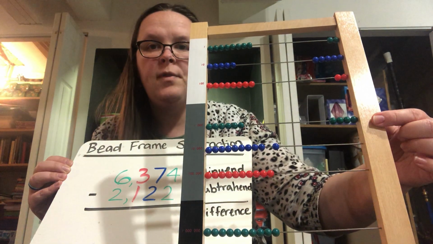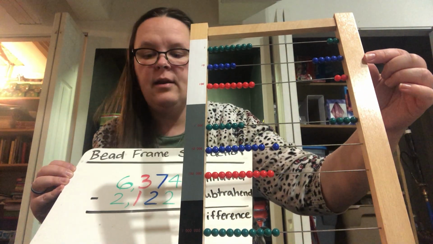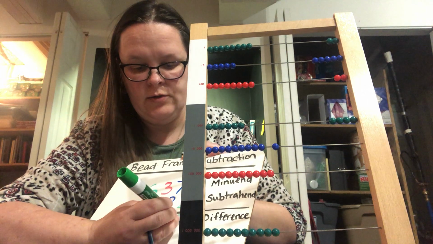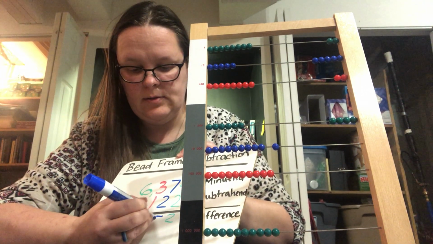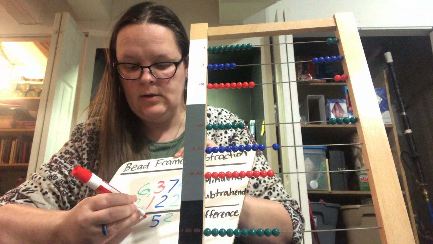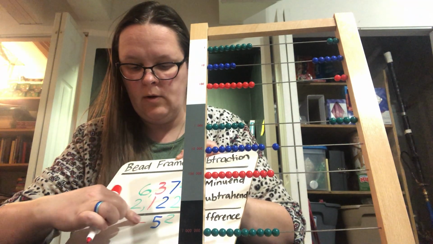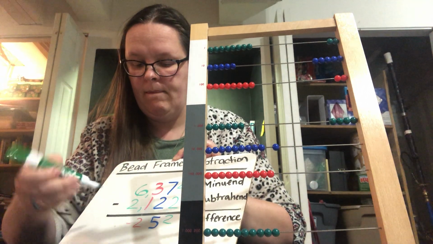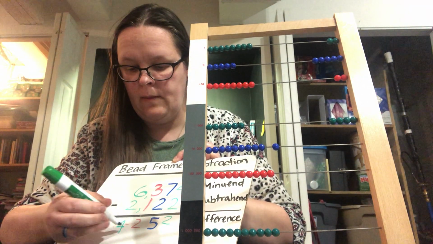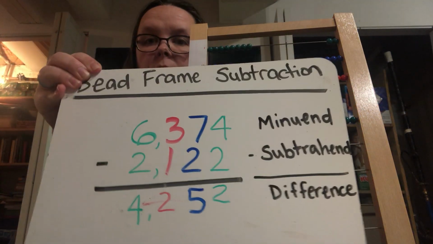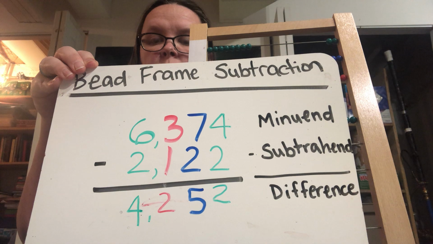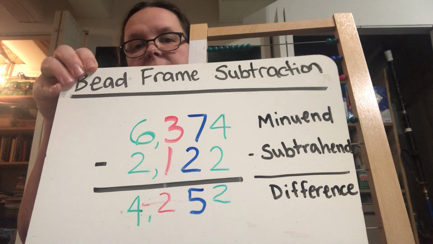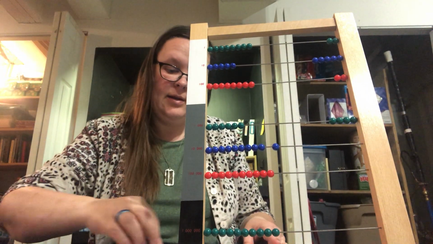got left is 4,252. I'm going to write that down. 2 in my units, 5 in my tens, 4, no, not 4, that's adding, 2 in my hundreds right here, and 4 in my thousands. 6,374 minus 2,122 is 4,252.